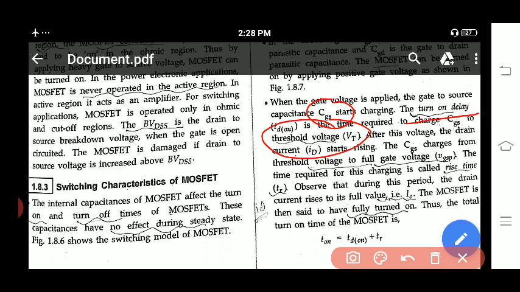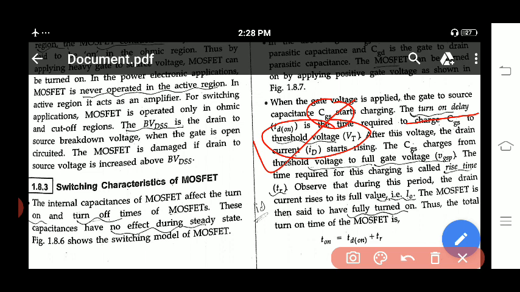After this voltage, the drain current ID starts rising. Before that it will not rise; the time is utilized in order to charge this capacitor CGS up to the threshold voltage.